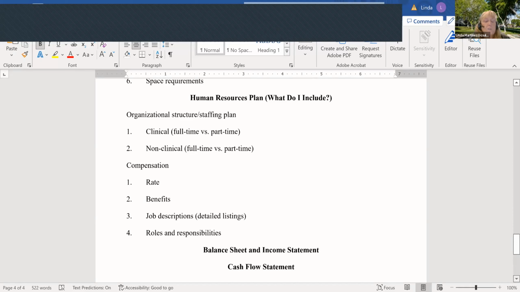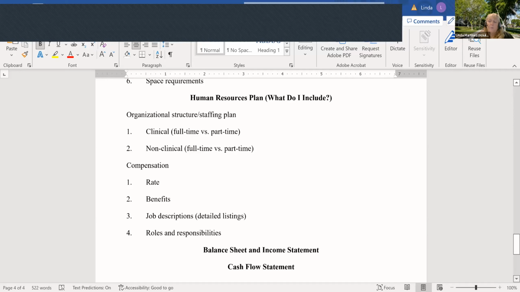And then the roles and responsibilities would be the roles and responsibilities at your particular business. So you've got a job description, but maybe some of the roles are a little bit different than what's in the job description. So in your company, what would their responsibilities be?